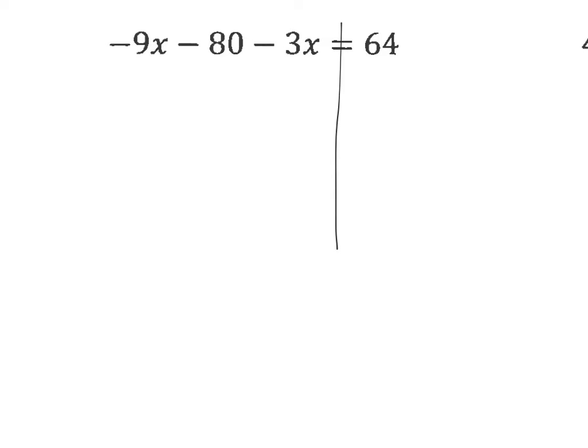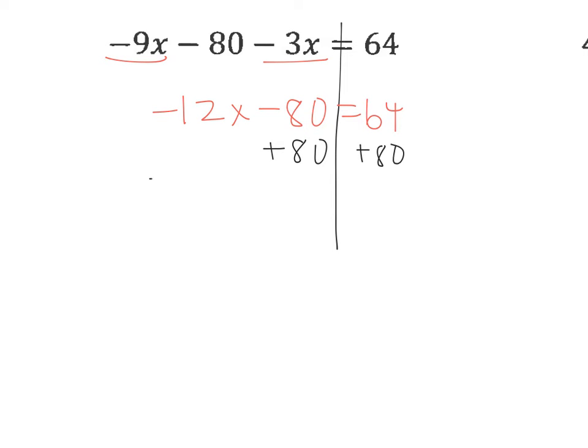Great job combining the negative 9x and the negative 3x. And so negative 9x minus 3x is negative 12x minus 80 equals 64. Now I will work on isolating my variable. The inverse operation of minus 80 is to add 80 to both sides, and I'm left with negative 12x equals, and 64 plus 80 is 144.